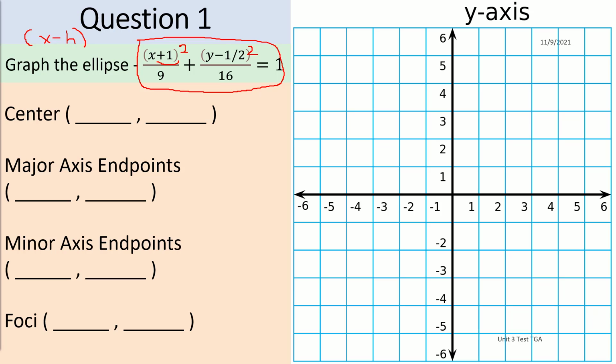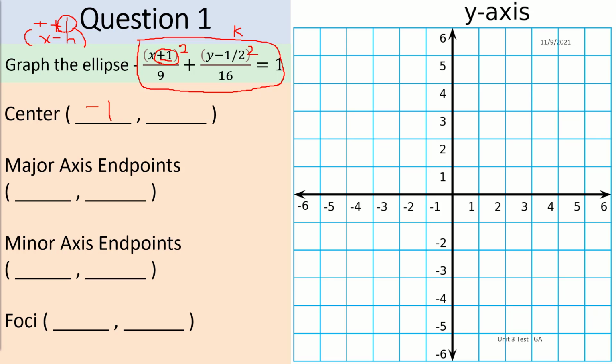So with the x we have x plus 1. So we've got to subtract a negative 1 in order to turn that into x plus 1. So the center of our circle, the x-coordinate is negative 1. Kind of think of it as the opposite of what you see.